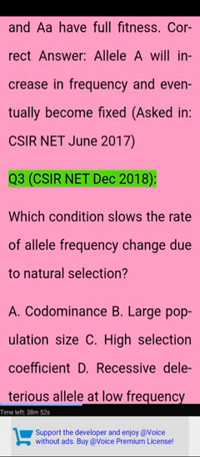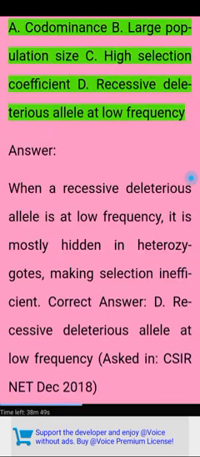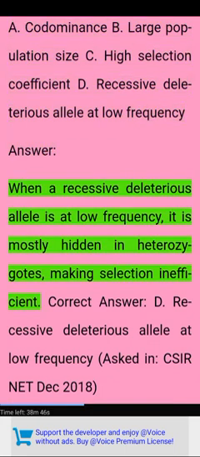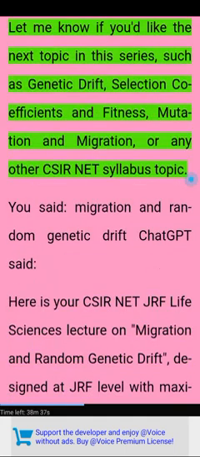Q3, CSIR NET December 2018. Which condition slows the rate of allele frequency change due to natural selection? A, dominance. B, large population size. C, high selection coefficient. D, recessive deleterious allele at low frequency. Answer: when a recessive deleterious allele is at low frequency, it is mostly hidden in heterozygotes, making selection inefficient. Correct answer: D, recessive deleterious allele at low frequency. Asked in CSIR NET December 2018.